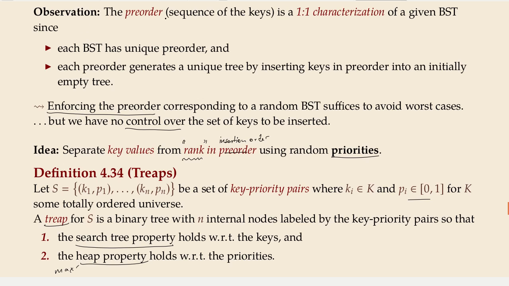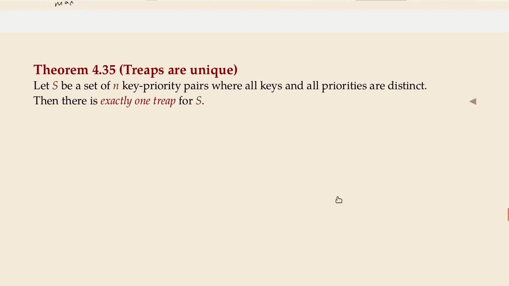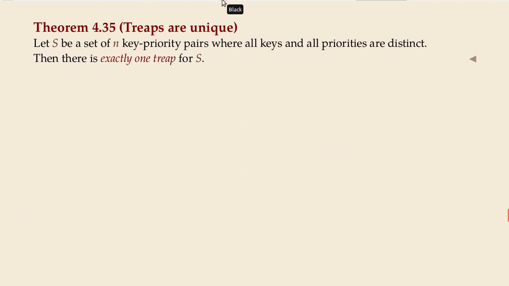You might, if you haven't seen that before, who's seen treaps, by the way? Okay, so close to all of you. Nevertheless, if you first see that definition, it's not even clear why it should actually be possible to have both of these properties. But actually, it's a simple statement to show that there's exactly one treap for any such list of key-priority pairs as long as they're all distinct.